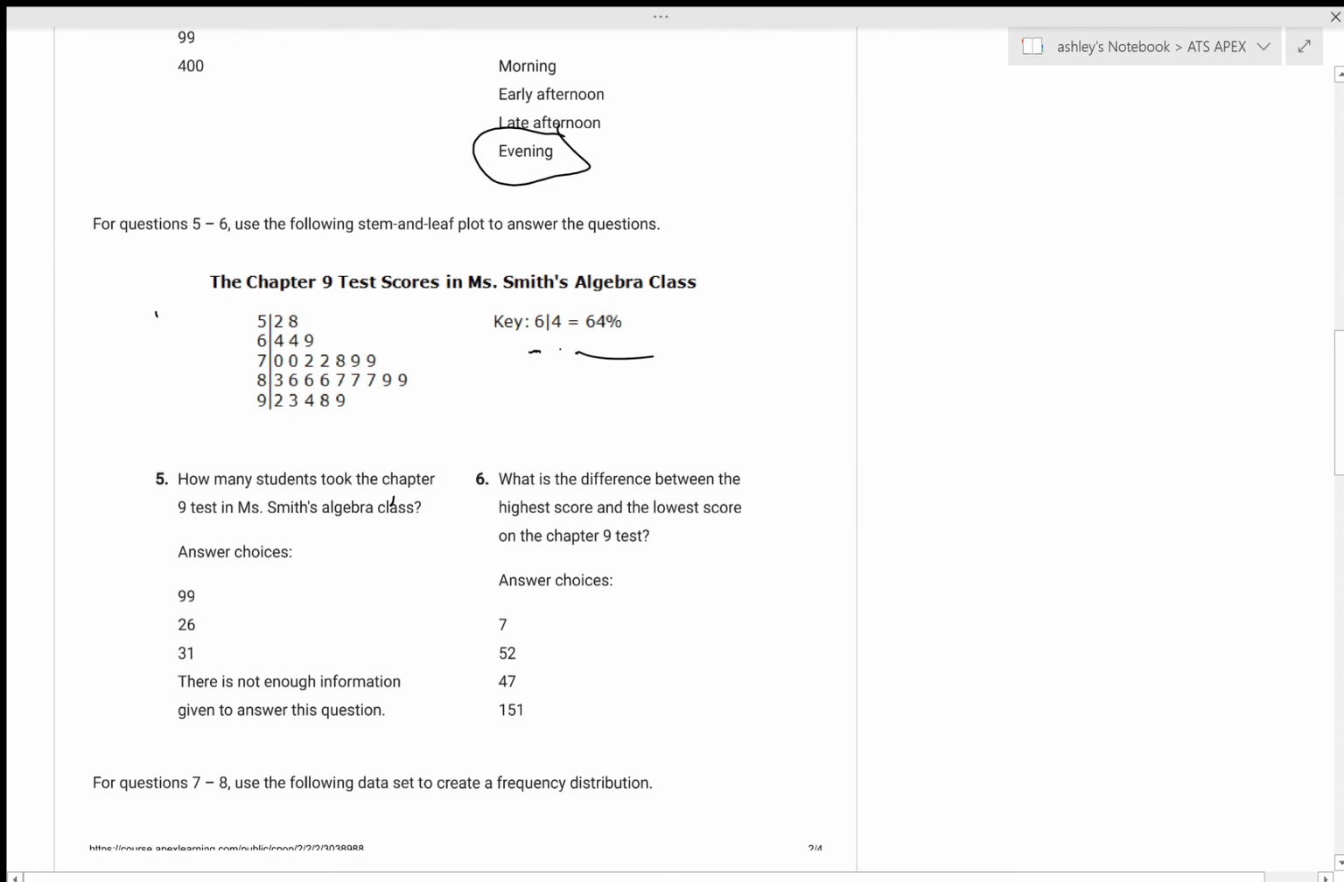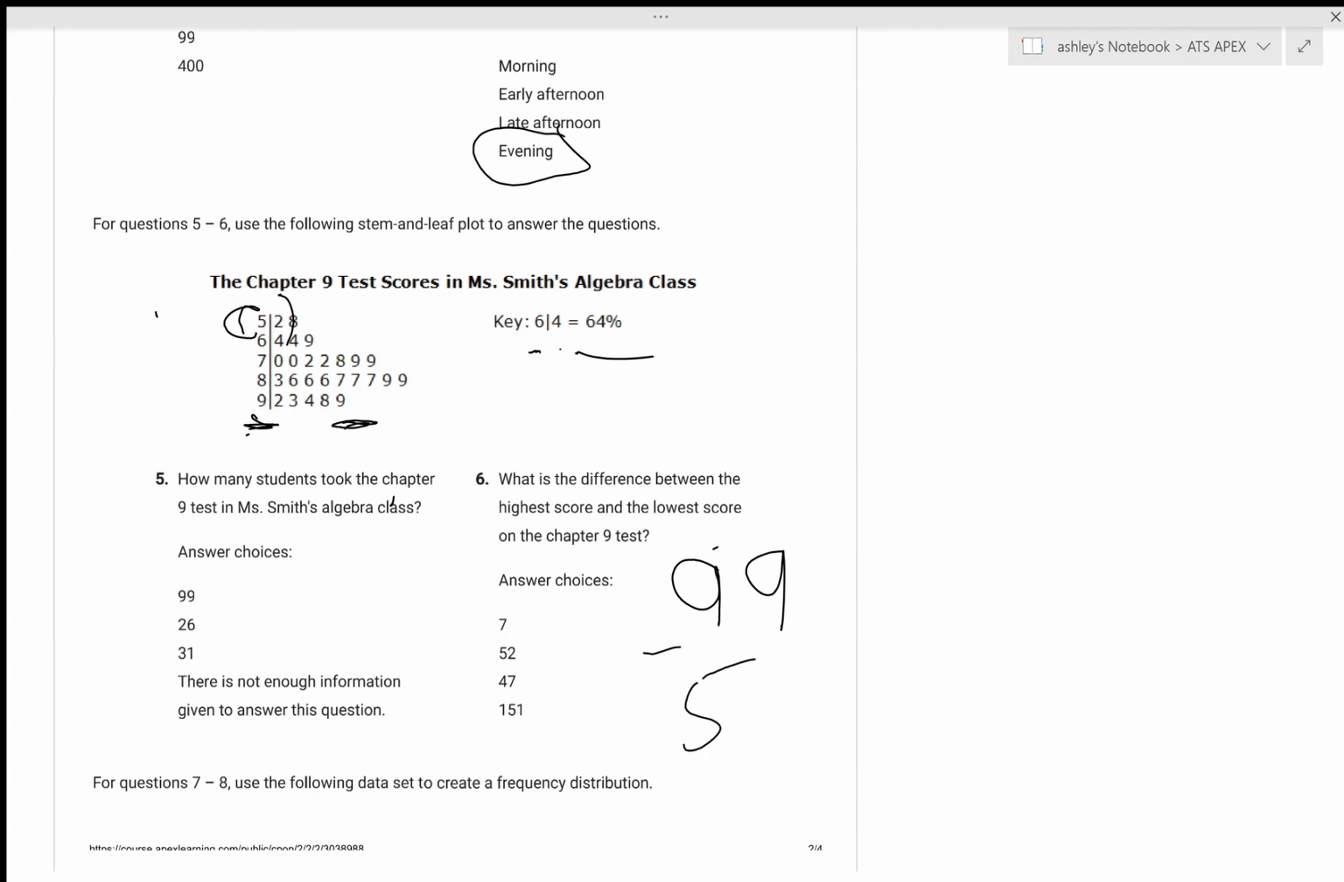Then it says, what is the difference between the highest score and the lowest score? Well, the highest score would be in this 9 category, and I want to go to the biggest number. So somebody got a 99. Lowest score, I want to go to my 5, and the smaller number there would be the 2. So you can go ahead and do that subtraction on your own.